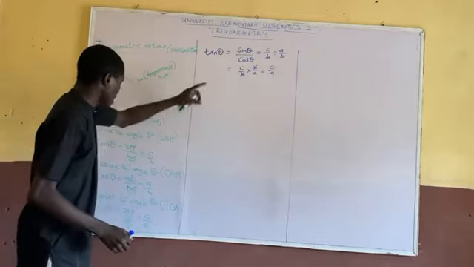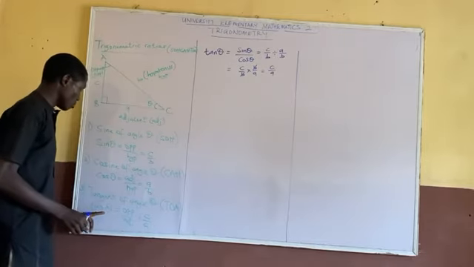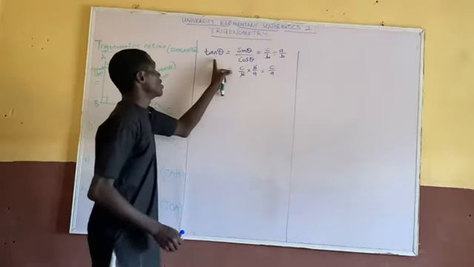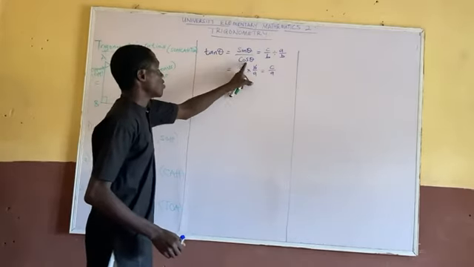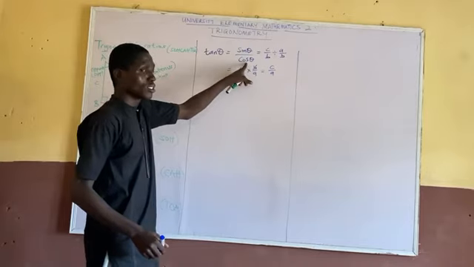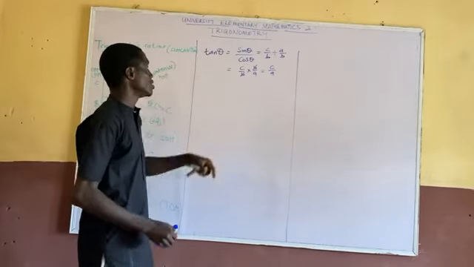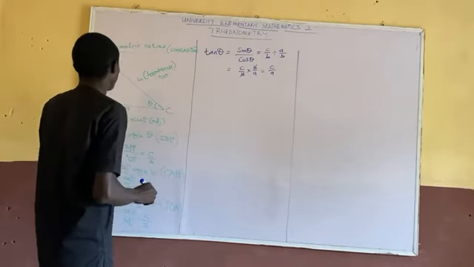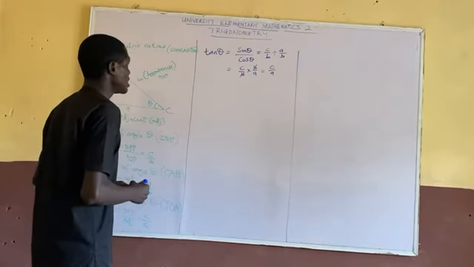So tan theta, one of the formulas of tan theta is opposite over adjacent. Another one is tan theta is equal to sin theta all over cos theta. This is very important because as time goes on, we will be using this one as well. So this is basically on trigonometry ratios.